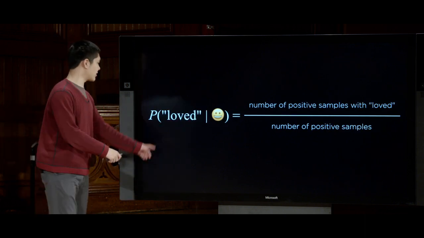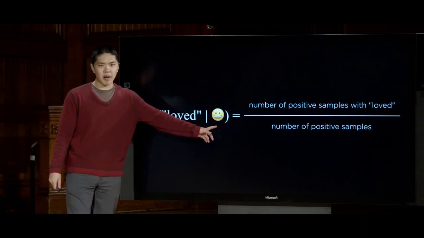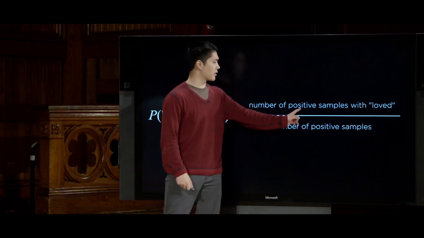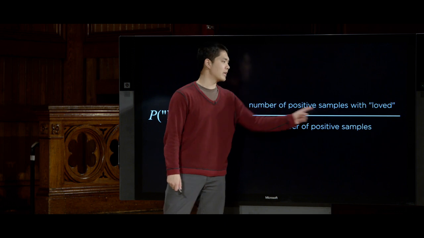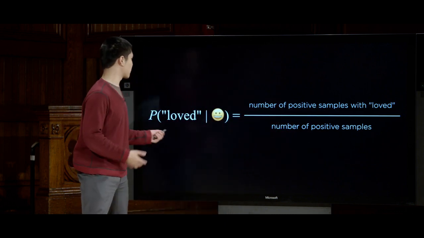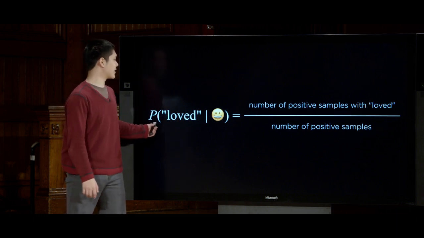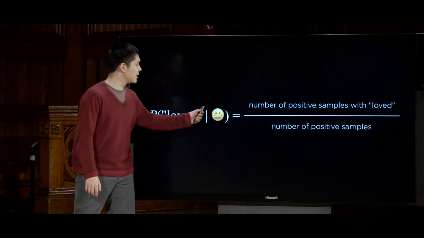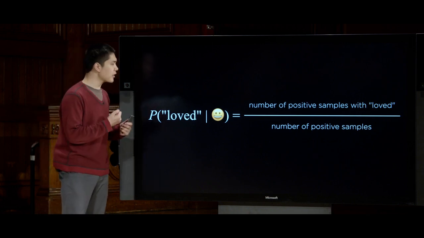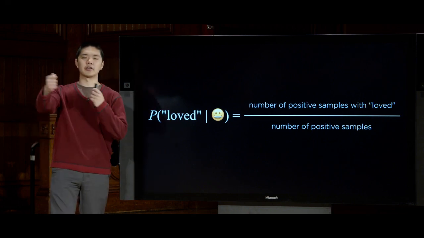What is the probability that the word loved is in the message given that it's positive? Well, I can calculate that based on my data too. Let me just look at how many positive samples have the word loved in it, and divide that by my total number of positive samples. And that will give me an approximation for what is the probability that loved is going to show up inside of the review, given that we know that the review is positive. And so this then allows us to be able to calculate these probabilities.